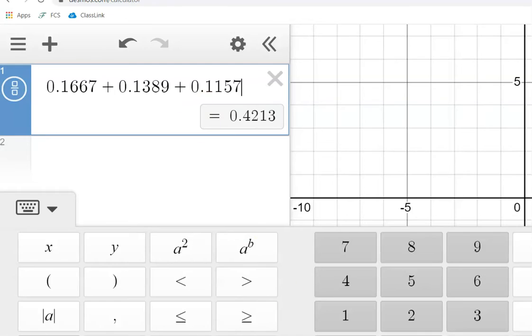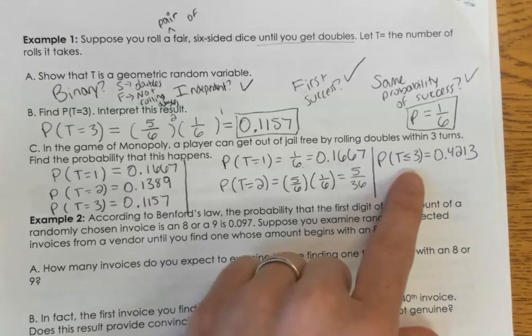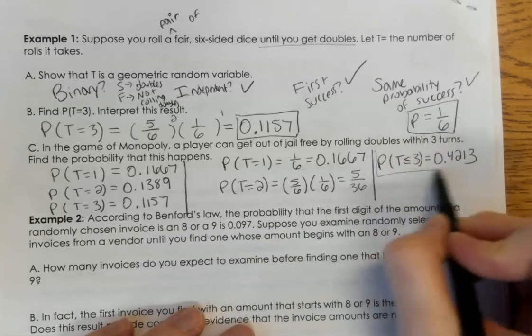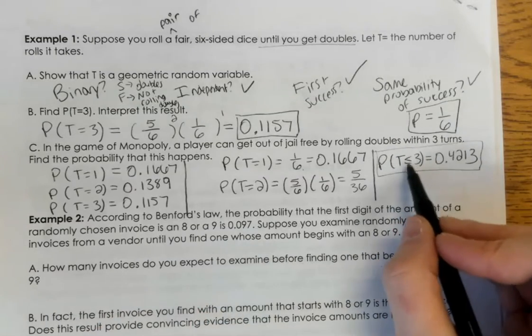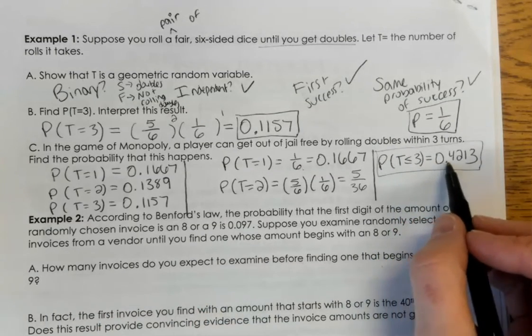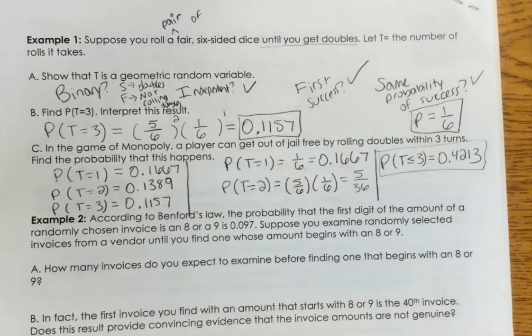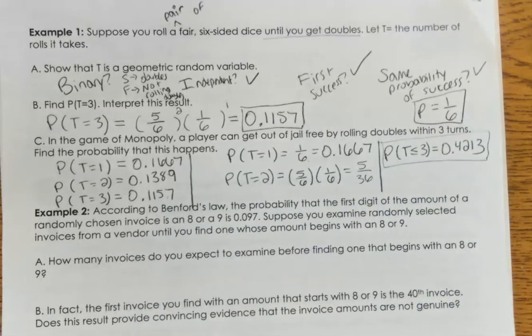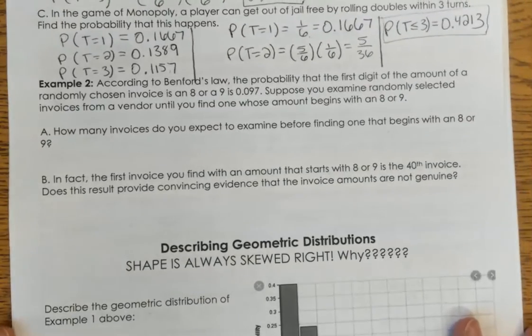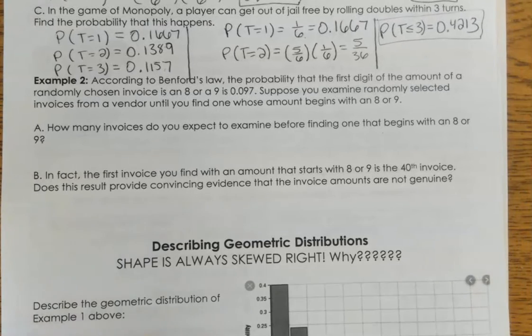So I went ahead and wrote it right here to get my final answer. The probability that t is less than or equal to 3 was 0.4213. Basically, I just added up these 3 different possibilities. Alright, I want you to go ahead and try number 2 on your own.